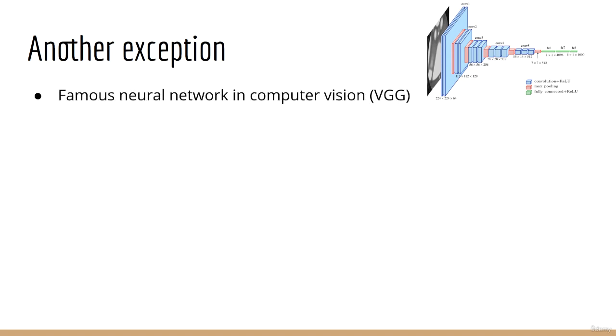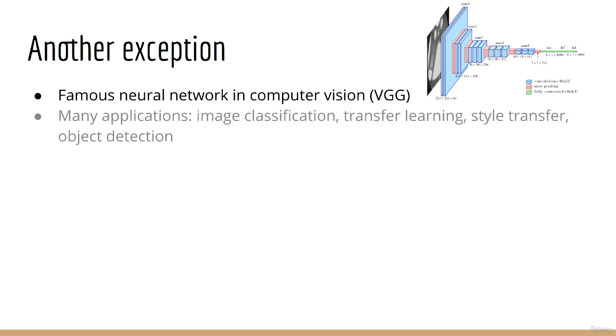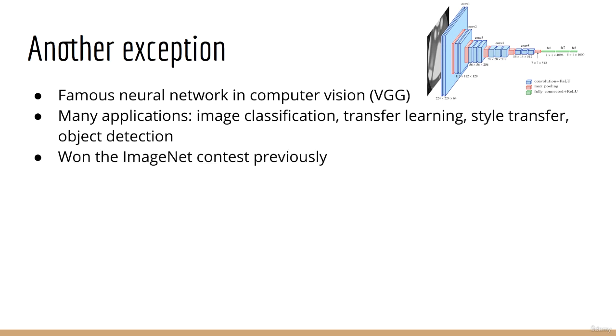As mentioned, there are always exceptions in deep learning, so here is another one. One of the most famous neural networks today is called VGG, which is used for many computer vision applications such as image classification, transfer learning, style transfer, and object detection. VGG also previously won the ImageNet contest in multiple categories, which, as you recall, is a competition held every year for research groups to present state-of-the-art image recognition models.